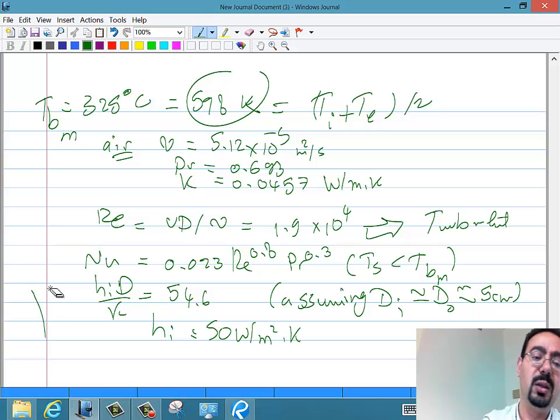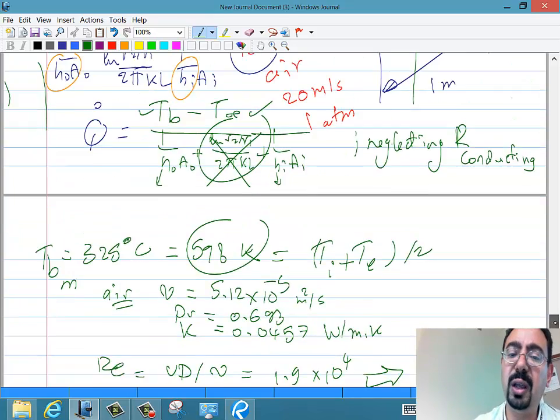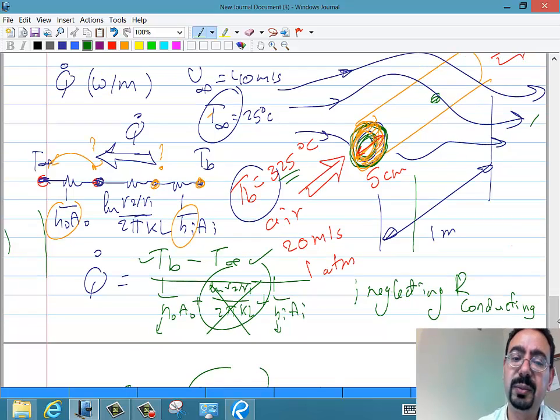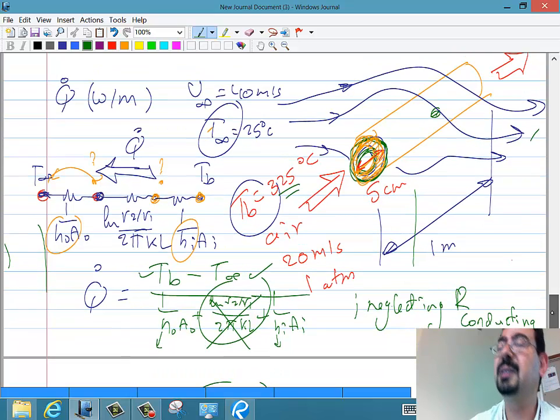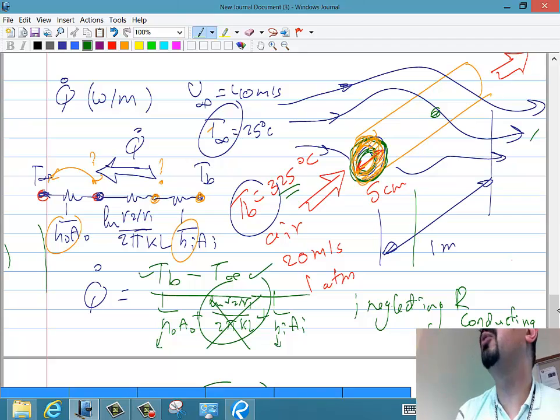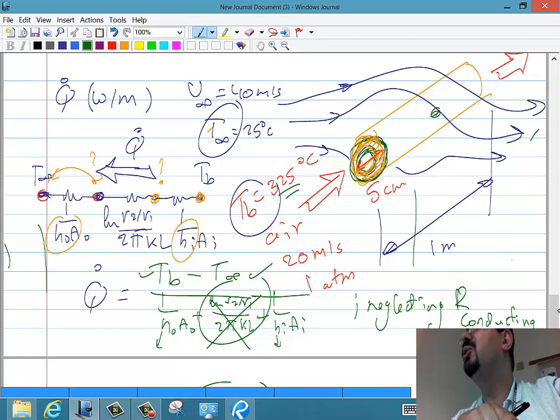All right. So what's next? We got h_i. What else do we need? h_out. And so that is an external heat transfer problem, flow around the cylinder. And here, when we use that correlation, we will use T-film for the external part, right?